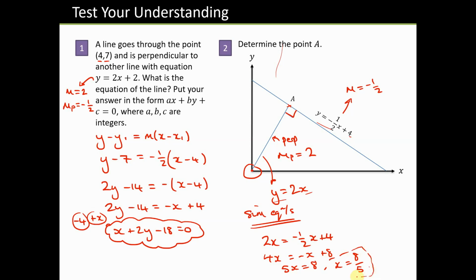So we've got part of our answer. We then need to think, well, y equals 2x. So if y equals 2x and x equals 8 over 5, y equals 2 lots of 8 over 5. So y equals 16 over 5. So our coordinate of A would be (8/5, 16/5).